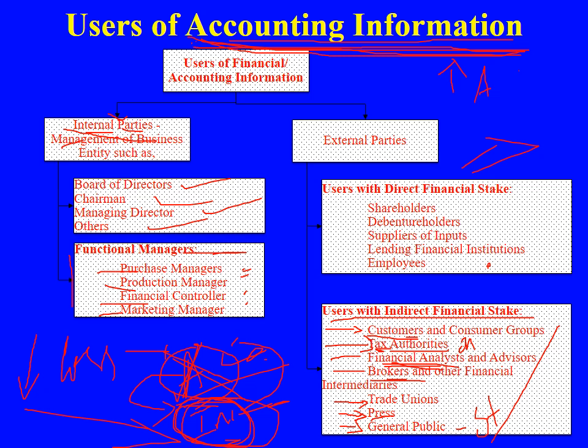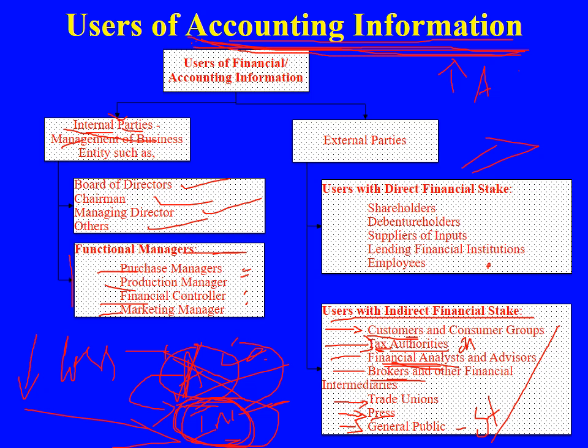Like external parties with a direct financial stake and indirect financial stake. Direct financial stake means they actually have a direct interest in the financial matters of the company. Shareholders, they want to know about the company's performance only for the sake of money. Whether they get their dividend, whether they get their capital back, whatever investments they have made, for that purpose they need accounting information. Shareholders are the owners of the company. They need financial information in order to take decisions.